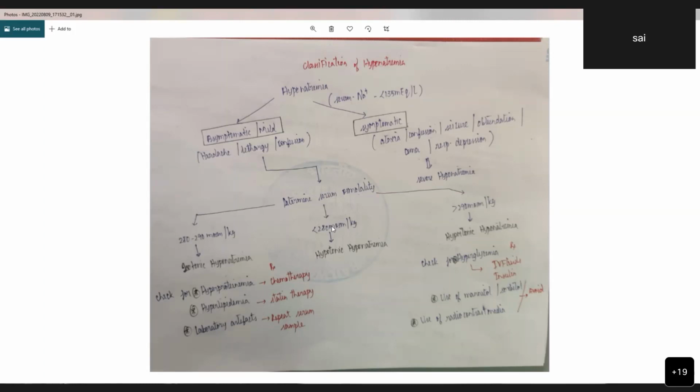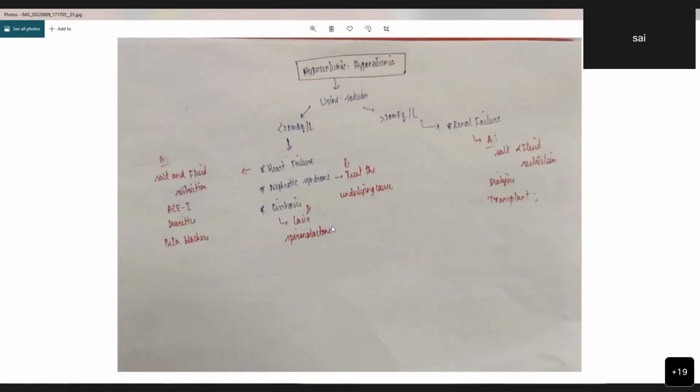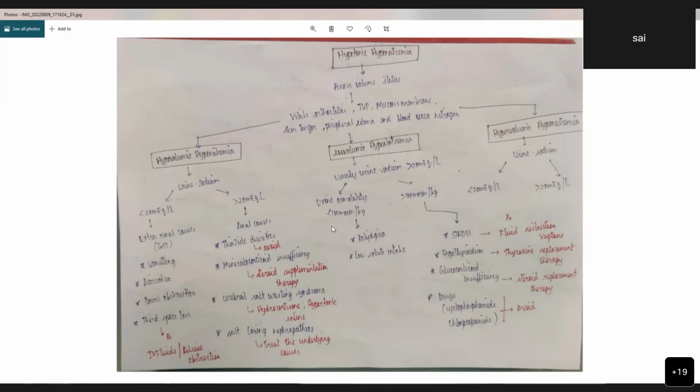In that, check for hyperglycemia, recent use of mannitol, sorbitol, and recent use of radio contrast media. If it is hyperglycemia, then the treatment is insulin and IV fluids. If there is recent use of mannitol, sorbitol, and radio contrast media, then for treatment it should be avoided. In hypotonic hyponatremia, assess the volume status such as vitals, orthostatics, jugular venous pressure, mucous membrane, skin turgor, peripheral edema, and blood urea nitrogen. If it is hypovolemic hyponatremia, assess the urine sodium.